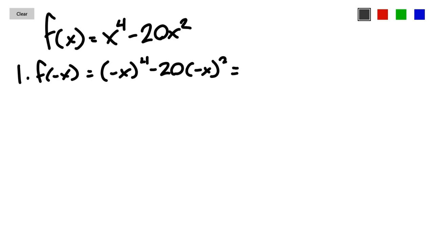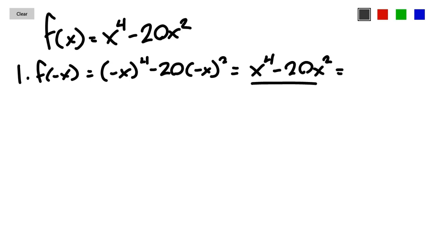So check it out. I have negative x raised to the fourth power. When you raise a negative number to an even power, you end up with a positive. So this is going to give me an x to the fourth in return. I have a minus 20, and again, negative x squared just gives me positive x squared. So this is what I get when I plug in f of negative x.